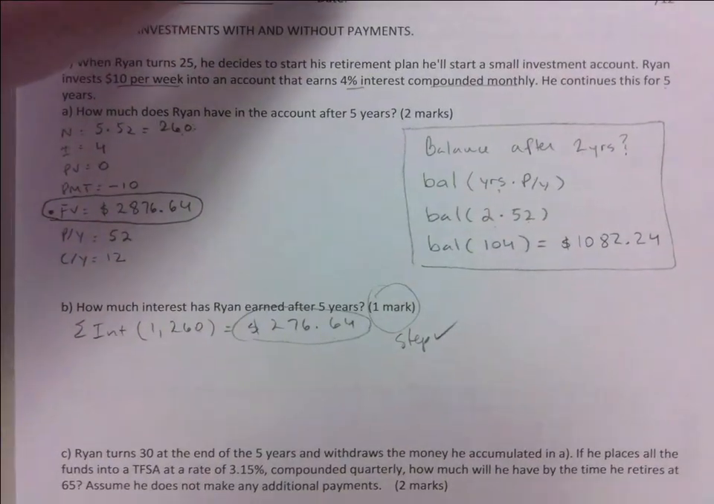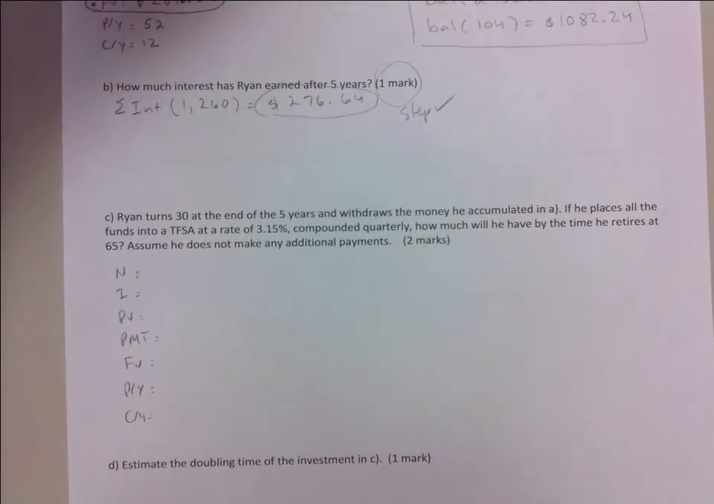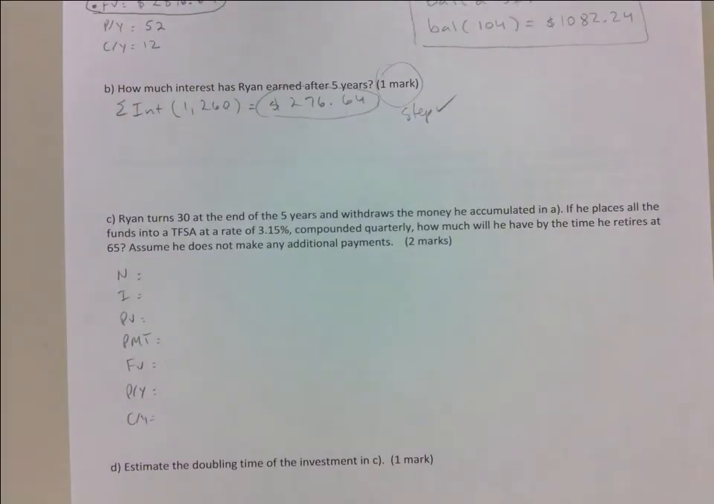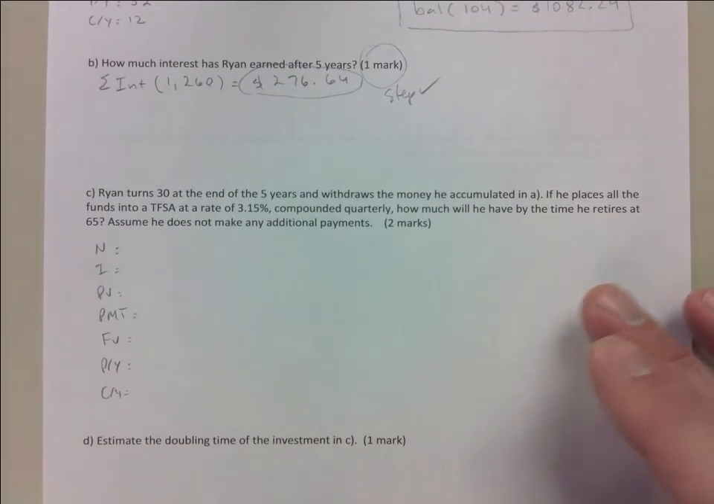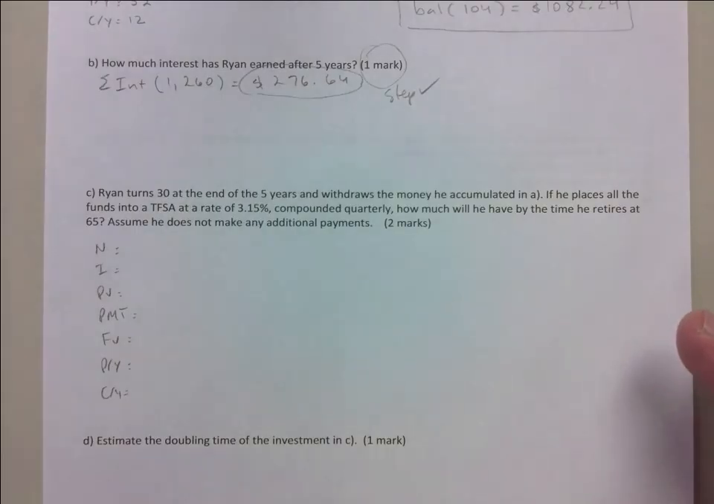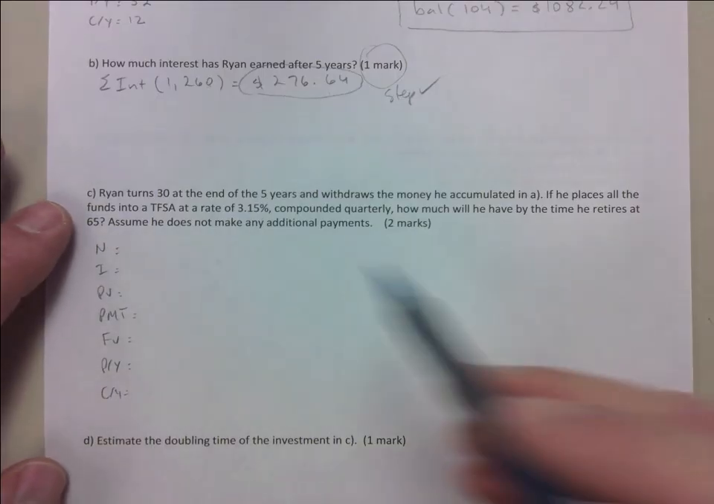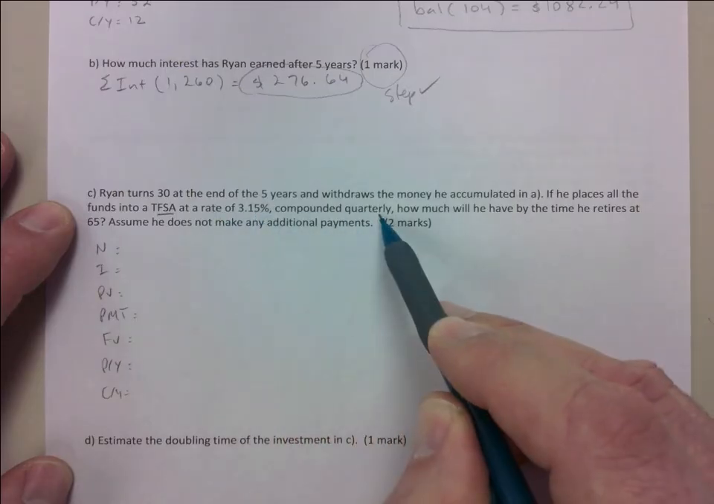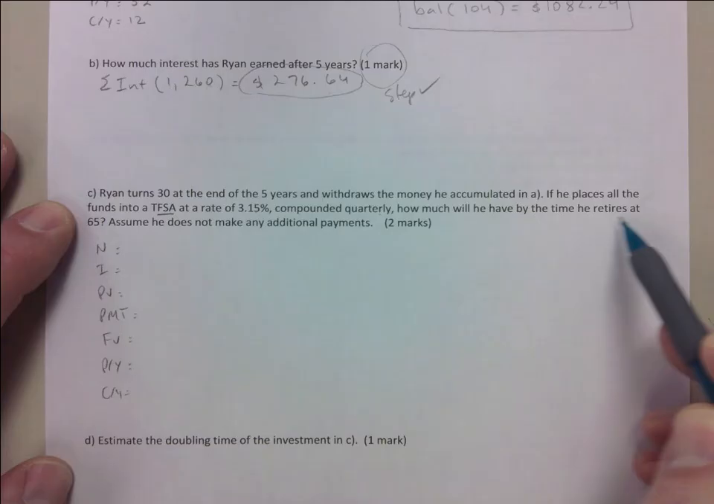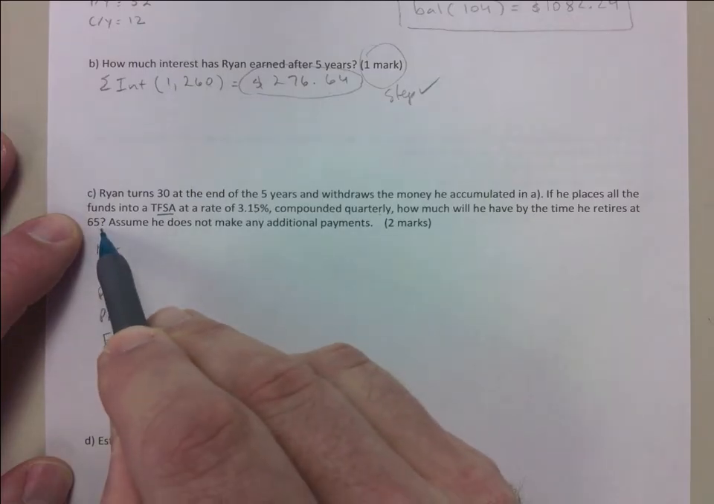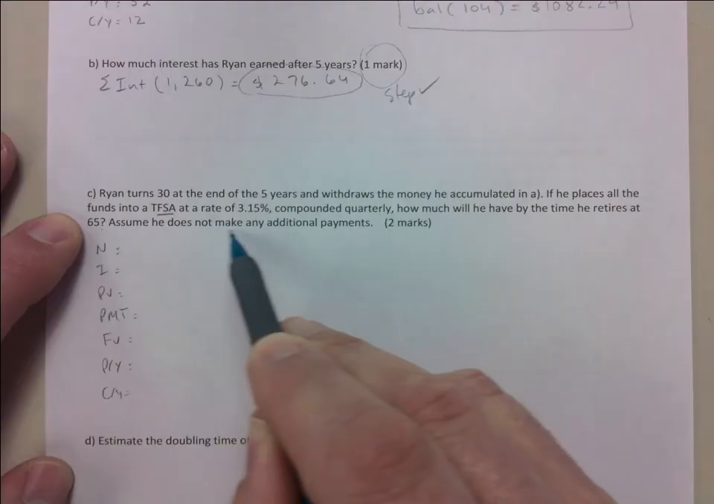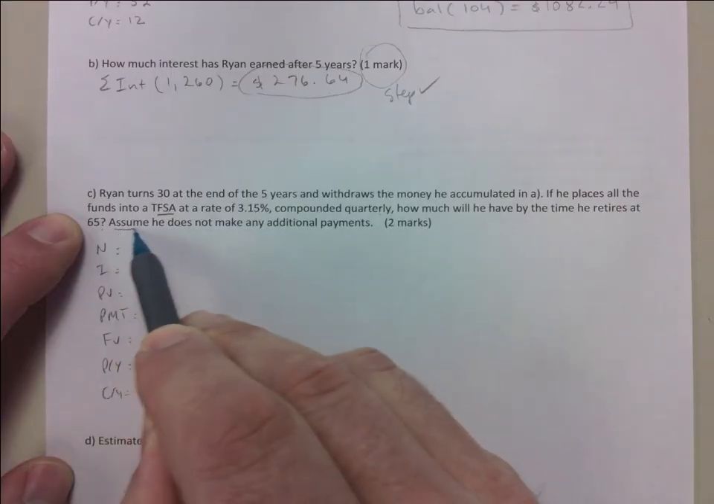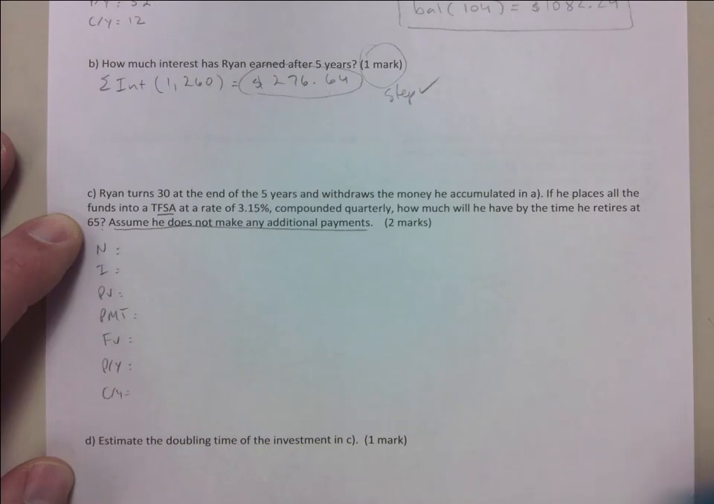So 3 marks so far. Then C, Ryan turns 30 at the end of the 5 years, withdraws the money he accumulated in A, and places it in a TFSA at 3.15 compounded quarterly. How much will he have by the time he retires at 65? Assume he does not make any additional payments. This is very important to assume. We're not putting any regular deposits down anymore.